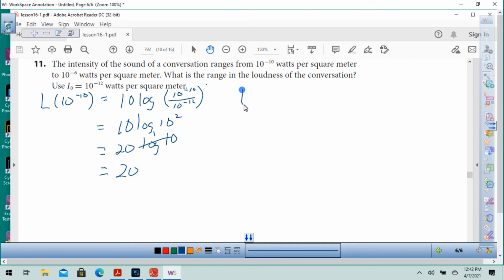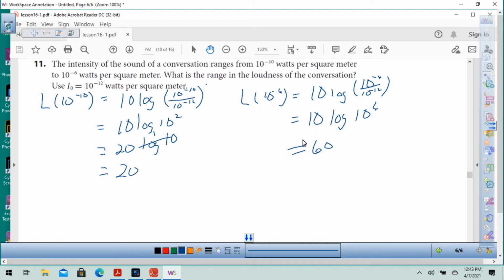Now the lower end is going to be 10 to the negative 6, it said. That's a whisper, not really, but anyway. It's going to be 10 log of 10 to the negative 6 over 10 to the negative 12. You're about to find out it's going to be a lot louder. That equals 10 log of 10 to the 6. Again, we move this up front, and that gives us 60. So it goes from 20 decibels to 60 decibels.